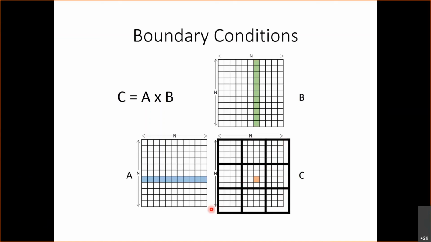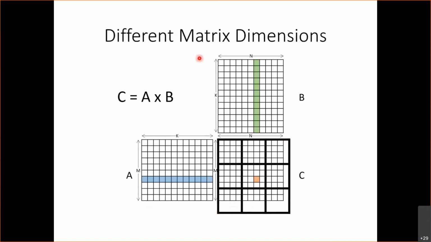Another thing to take note of is that we could have a case where we have different matrix dimensions. I've used a square matrix in this. All my matrices were n by n in the lecture. But you could have matrix multiplication where A is m by k, B is k by n, and then your output would be m by n. So my matrix dimensions could be different from each other.